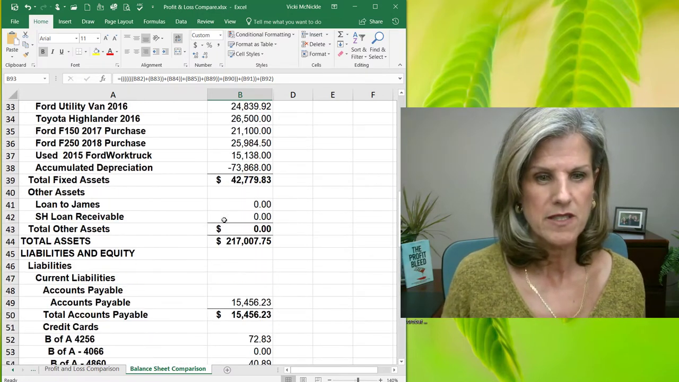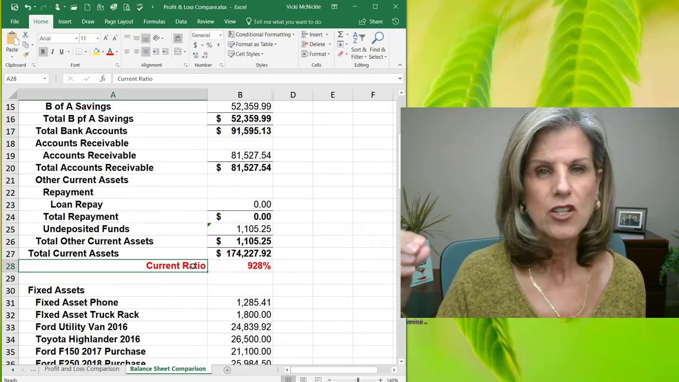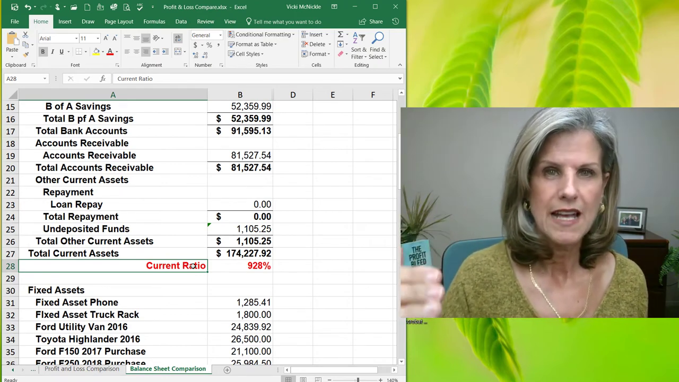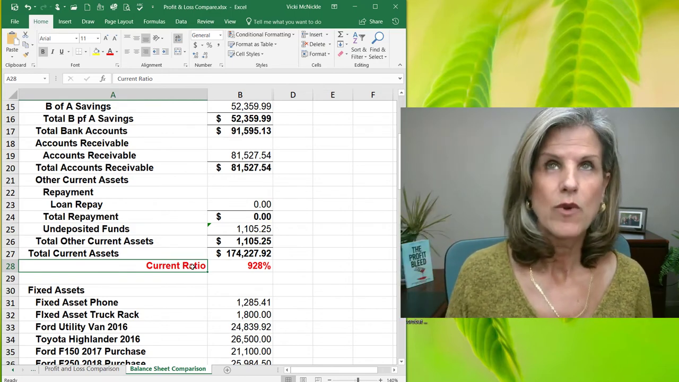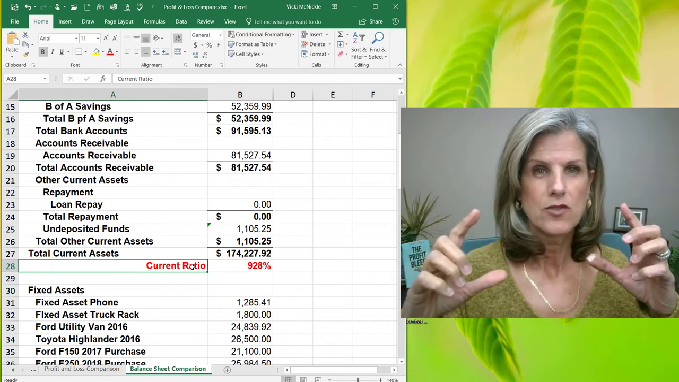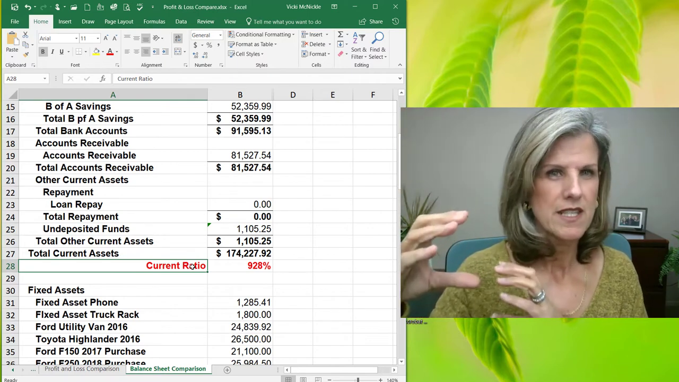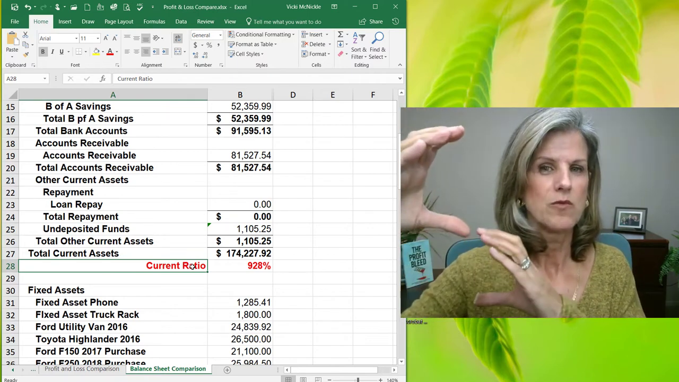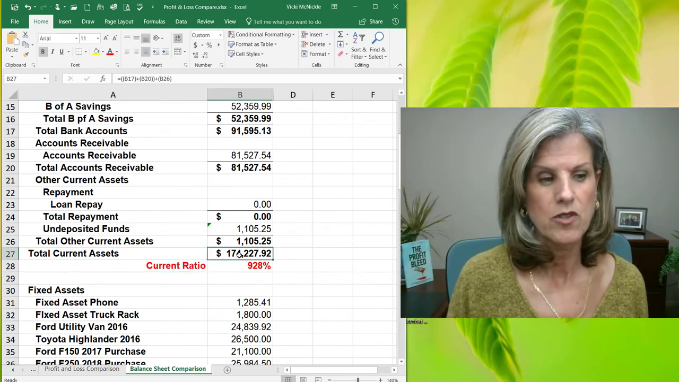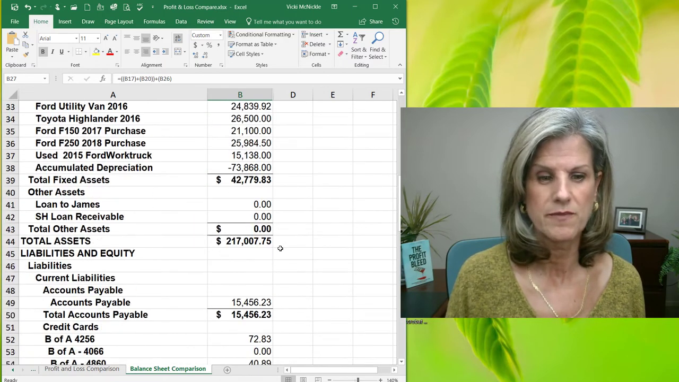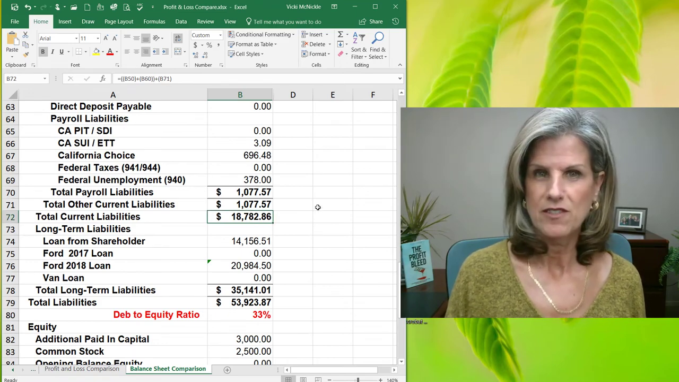Because the balance sheet is a reflection of the health of your company. So I'm going to go back up to the top here, and one of those numbers is called the current ratio. A current ratio is current assets divided by current liabilities. And that tells you, in the next 12 months, based on where I am today, am I bringing in more cash than what I owe, or is it the other way around? So let's look at these numbers here. In this example, current assets is $174,000. And if I scroll down, current liabilities is $18,000.